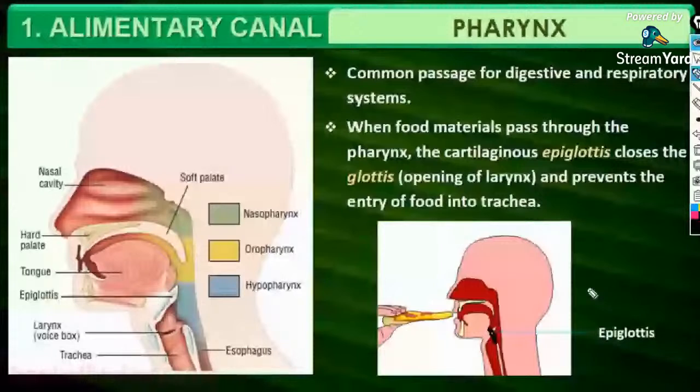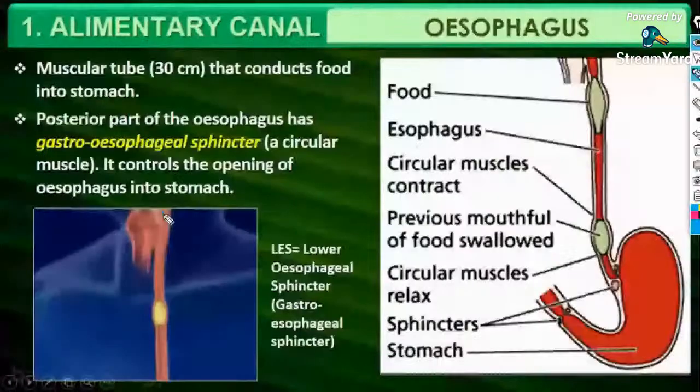So the pharynx is the common passage of food and air. It passes through the cartilaginous epiglottis, which prevents the entry of food into the trachea. That's all about the pharynx. Let's get going. From the pharynx, the food passes into the esophagus. You know that this wave-like rhythmic contraction and relaxation of the esophagus is known as what?